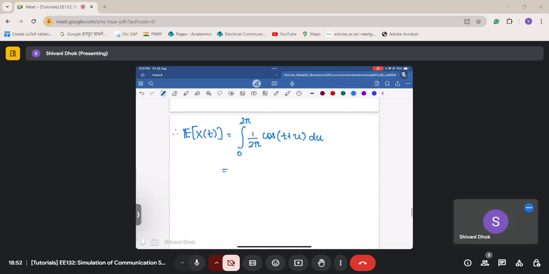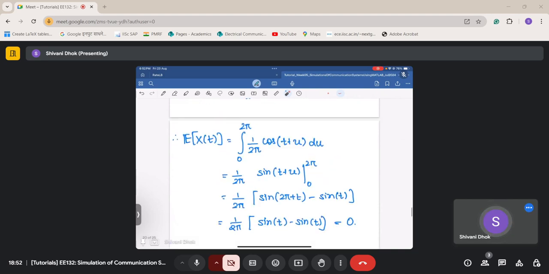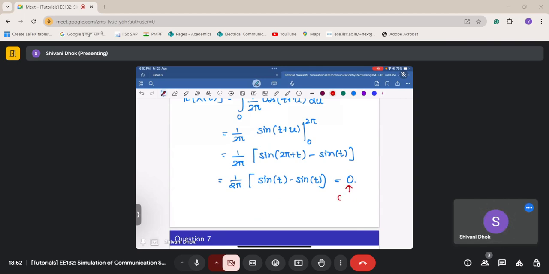Then 1 over 2 pi here, the integration of cos is sine of t plus u from 0 to 2 pi. This will give me 1 over 2 pi times sine of 2 pi plus t minus sine of t. Sine of 2 pi plus t is again sine t, minus sine t, so this is equal to 0. So basically you are integrating a cosine function over its period, so that will anyway give us 0. So the expectation of x of t is 0, which is a constant. This means that step 1 is checked. Let me number this as equation 1.